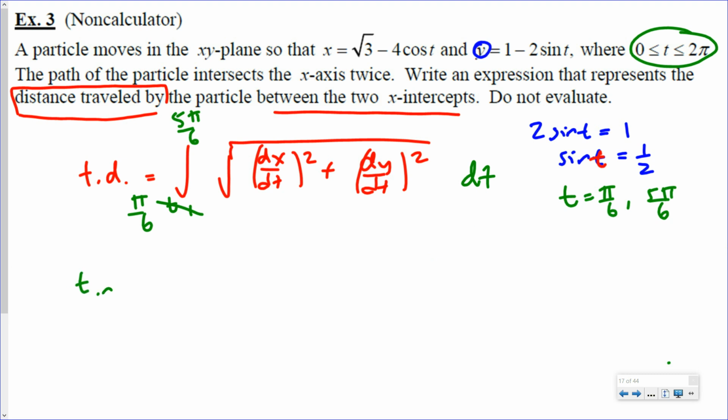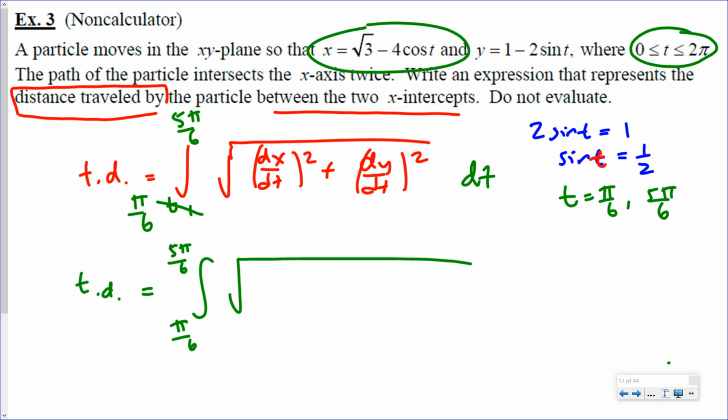All I have to do is write the total distance formula, which is from pi over 6 to 5 pi over 6 the square root of my dx here is the derivative of my x. Okay, what's the derivative of negative 4 cosine t? Positive 4 sine t, right? 4 sine t, but I gotta do a quantity squared. Okay, what's the derivative? Derivative of 1 is 0. What's the derivative of minus 2 sine t? Minus 2 cosine t. All right, so this is going to be a minus 2 cosine t. Don't forget to square it. Don't forget your dt, and I'm done.